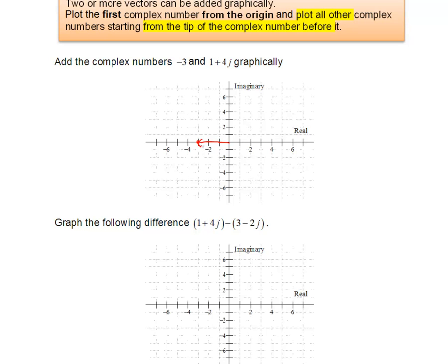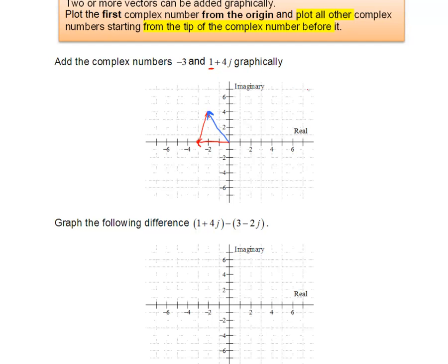Now, the next vector starts from this point. So 1 means 1 to the right from here in the real direction. That's from this value. So 1. And then 4j means here. So that's this vector added to it. And the answer then, the sum of those two vectors, is actually the resultant vector from the origin to our new ending point. So the blue here is actually the sum of -3 and 1 plus 4j.